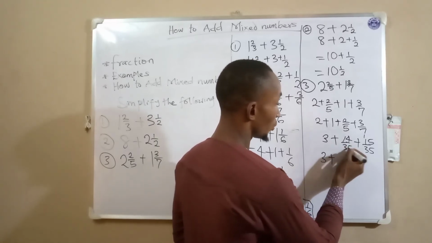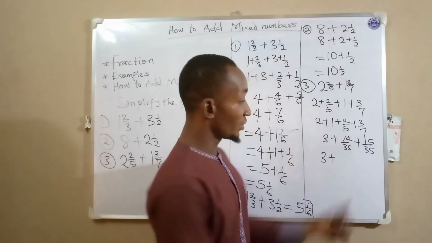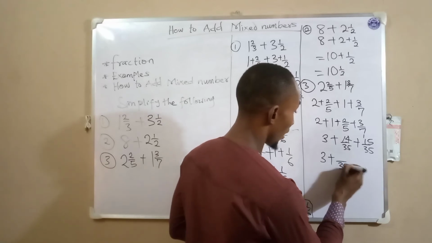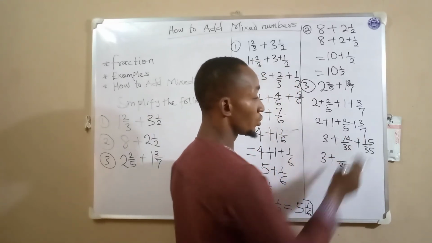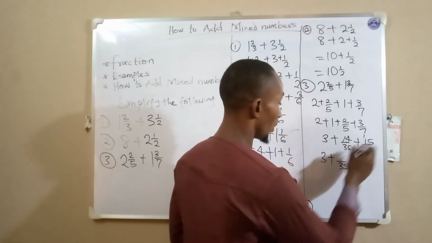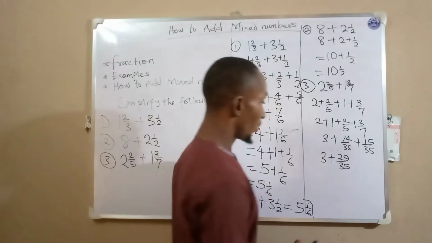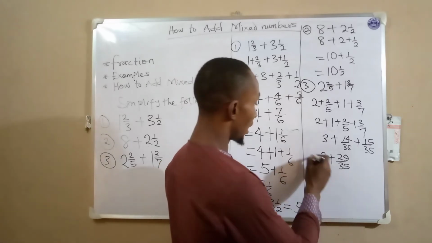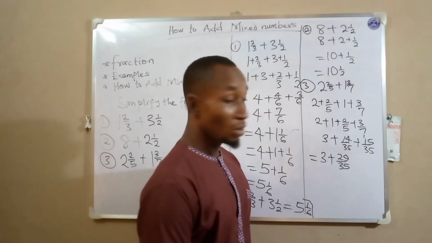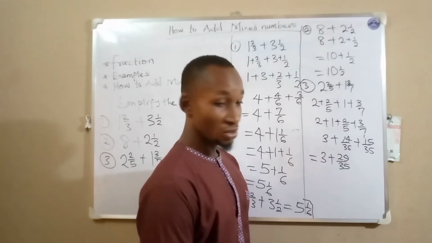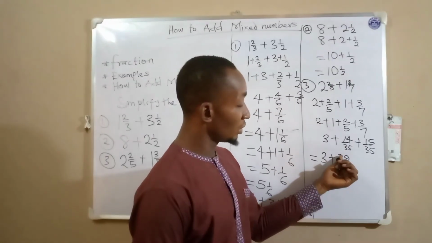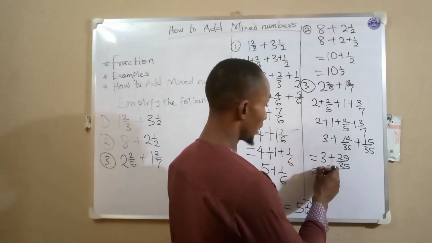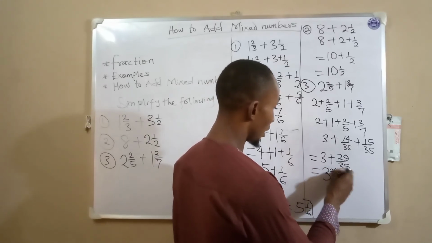Since we are having addition here and the LCM are common, we take one of it, which is 35. So we add up these two, 14 plus 15, which is 29. So from here, we conclude by saying, can this be divisible? No, it cannot be divisible because it's a proper fraction, so the numerator is less than the denominator. So we conclude by saying that the answer is 3 whole number 29 over 35.